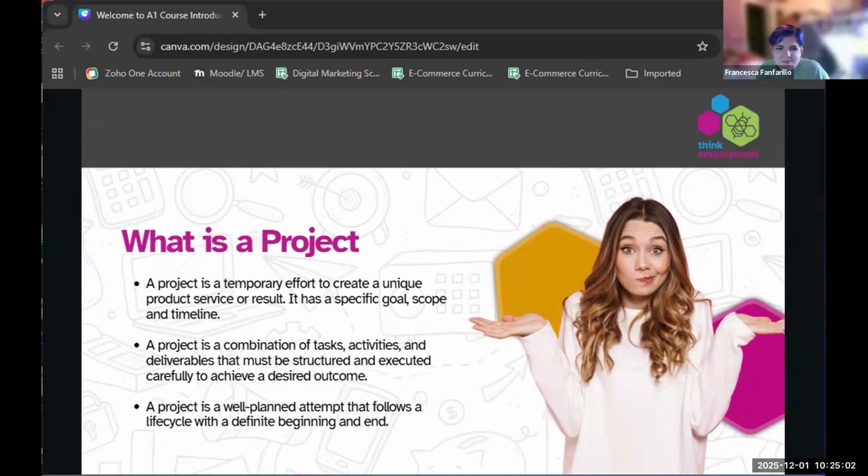Yeah, okay. And it says that on the slide as well. A project is a temporary effort, okay, to create a unique product or service as a result. It has a specific goal, scope, and timeline, but it may not give fruits. It may not be something that you actually spend money on, right? At the beginning, it's just an idea that you're basically organizing.